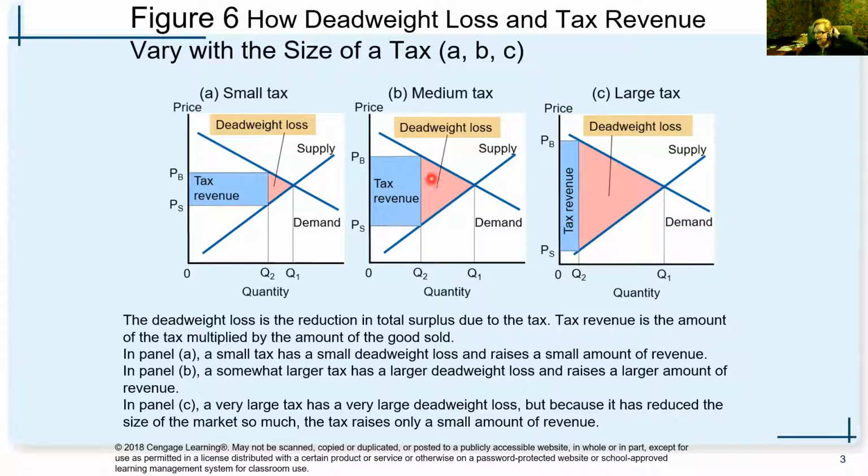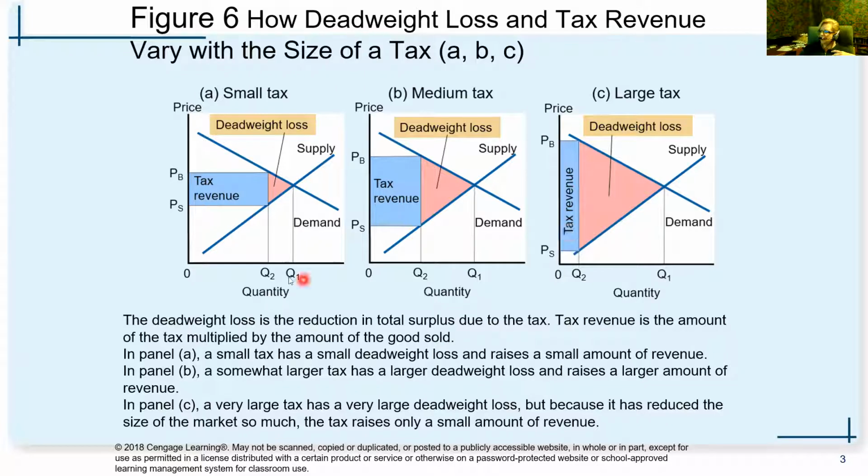And what we want to know here is, which one's bigger? Because we don't want to continue to increase the size of the tax, because what we would end up with is what we see in panel C. In panel C, notice the deadweight loss is really large, and the tax revenue collected from that is really small.